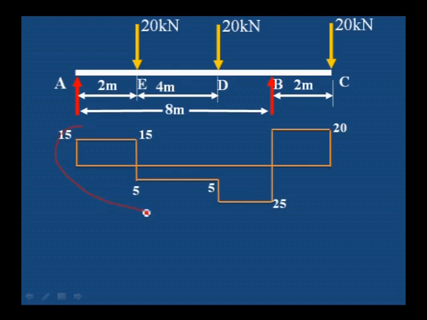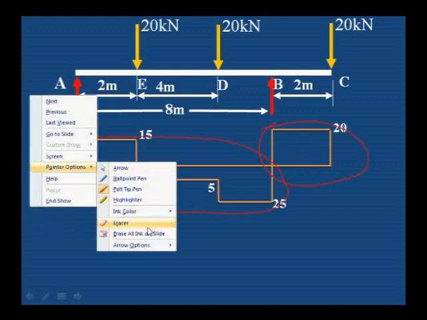This left half portion is like a simply supported beam. The overhanging portion is like a cantilever beam. This is the combination of a simply supported beam and a cantilever beam.